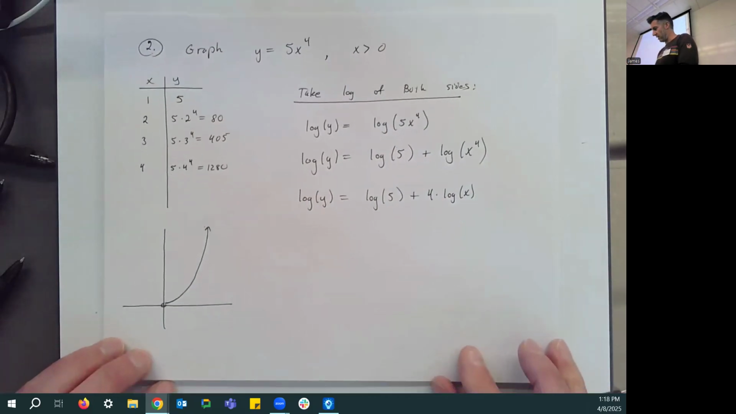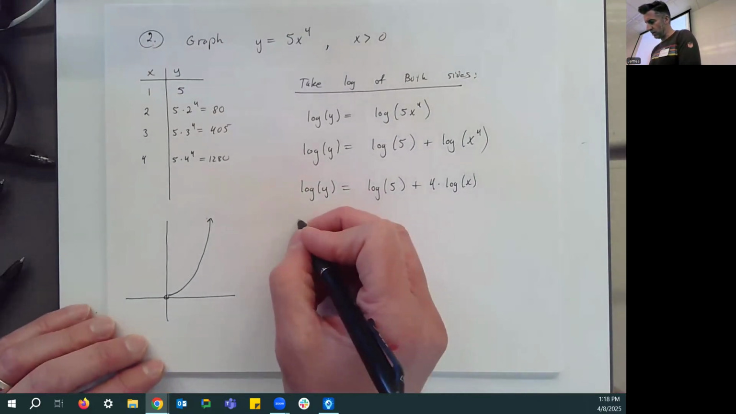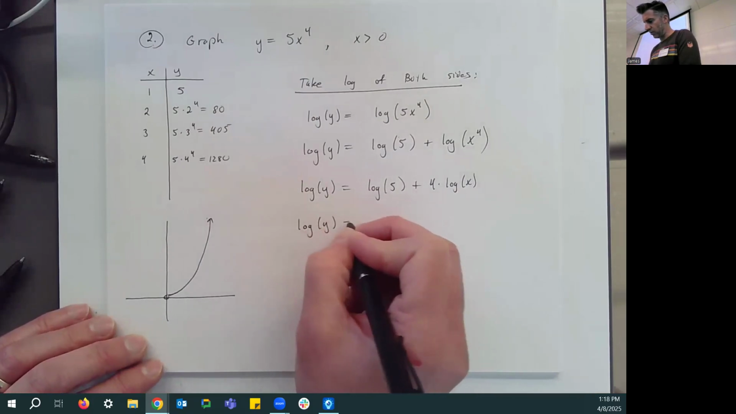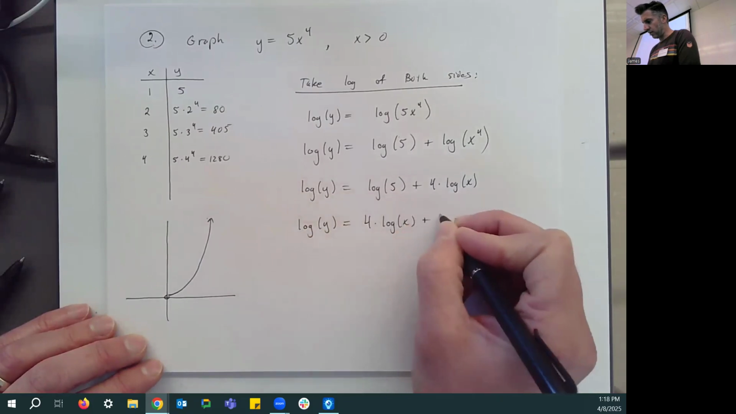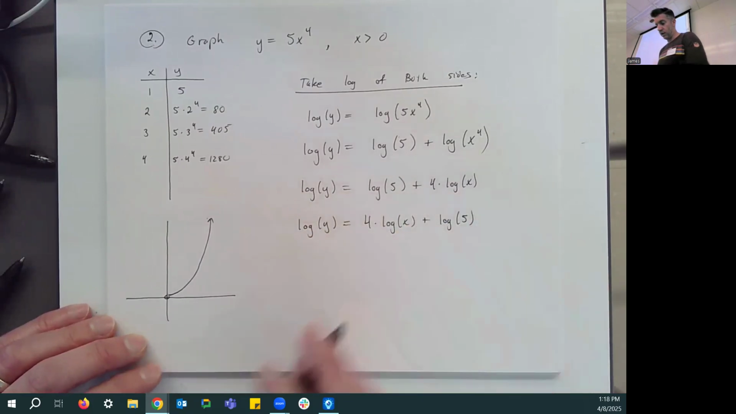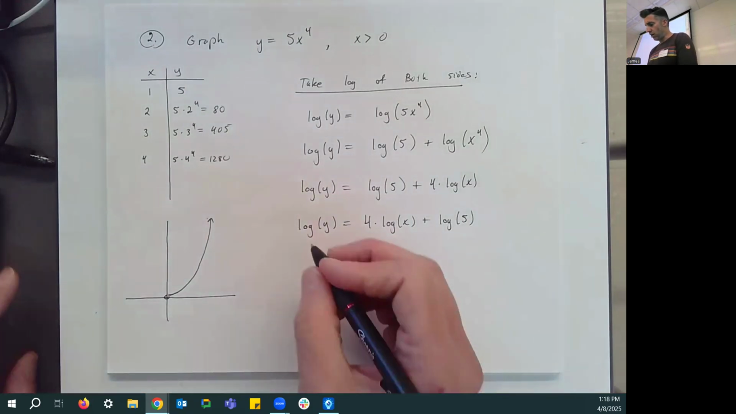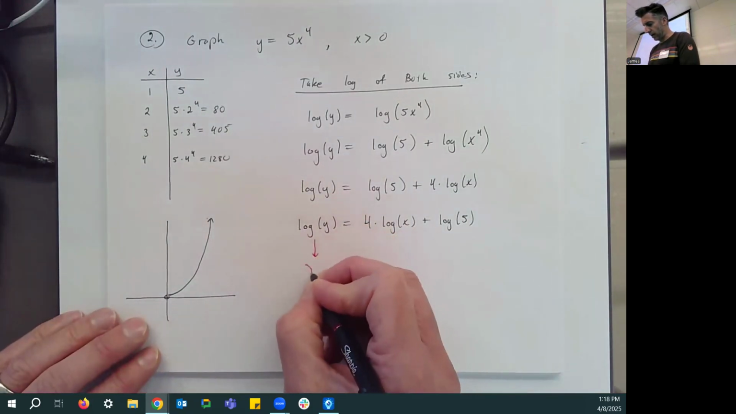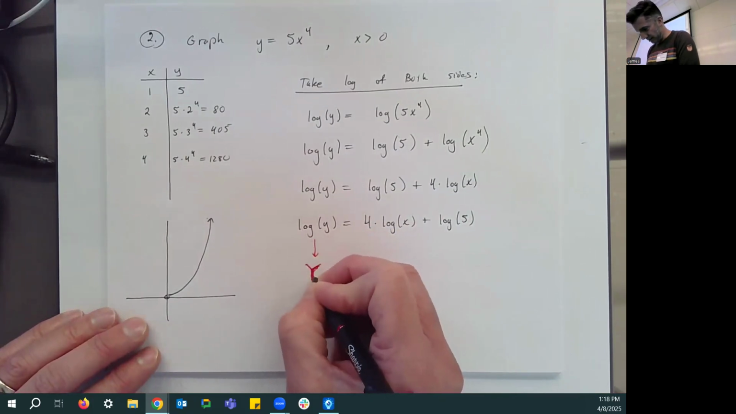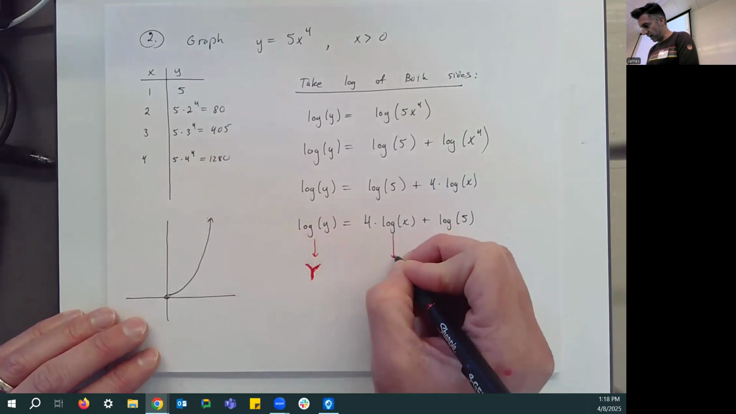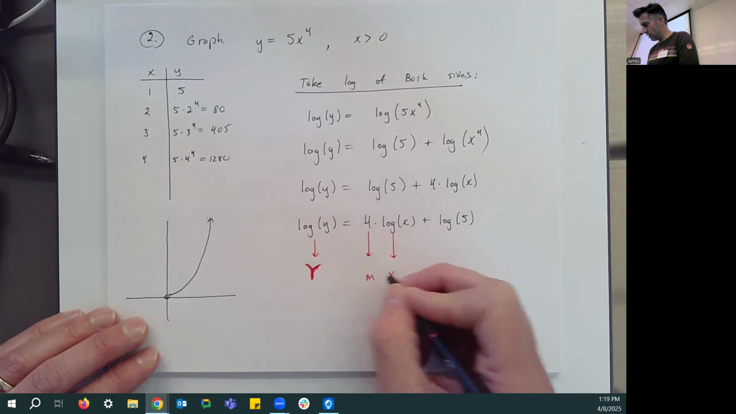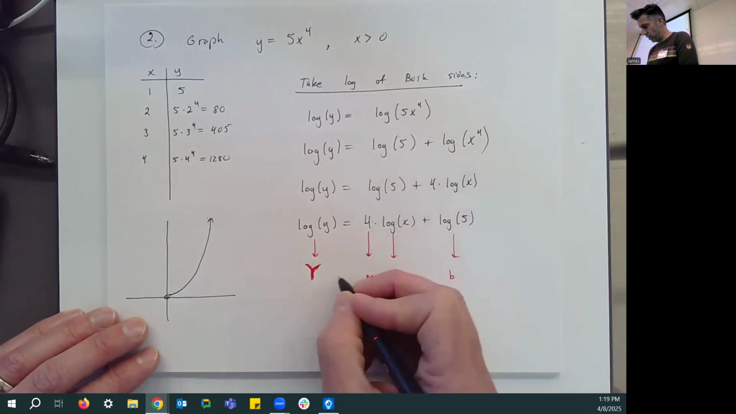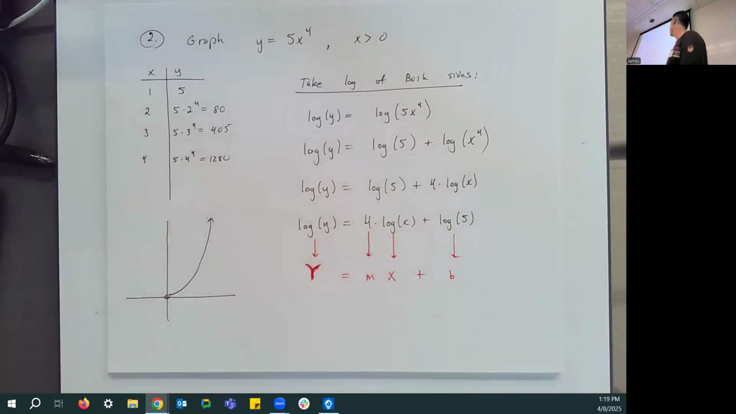For no reason other than I think it looks nicer, I'm going to rearrange this slightly and say it's log of y equals 4 times log of x plus log of 5. And in this example, our log of y is going to become capital Y again. Sure, we can pretend that's a Y. Sorry about that. And log of x is going to become capital X. This coefficient here is our m, and this is our b. We get Y equals mX plus b.